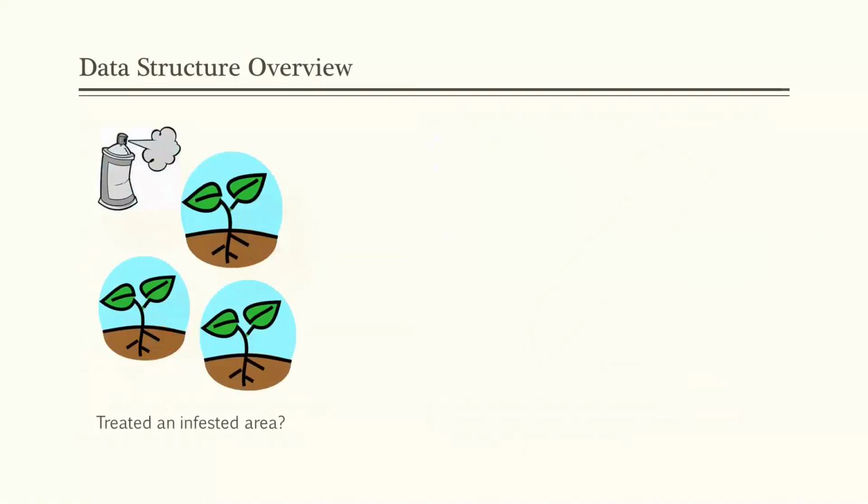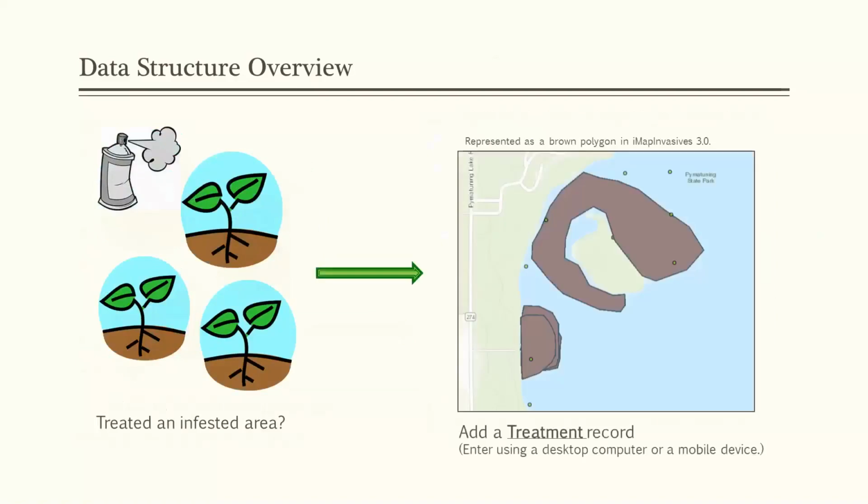If you were out and you were conducting a treatment of some sort, you would add a treatment record. You can add treatment information to iMap using either a desktop computer or a mobile device. You cannot use the mobile app at this time to enter that information. And treatment data is represented as brown polygons on the map.